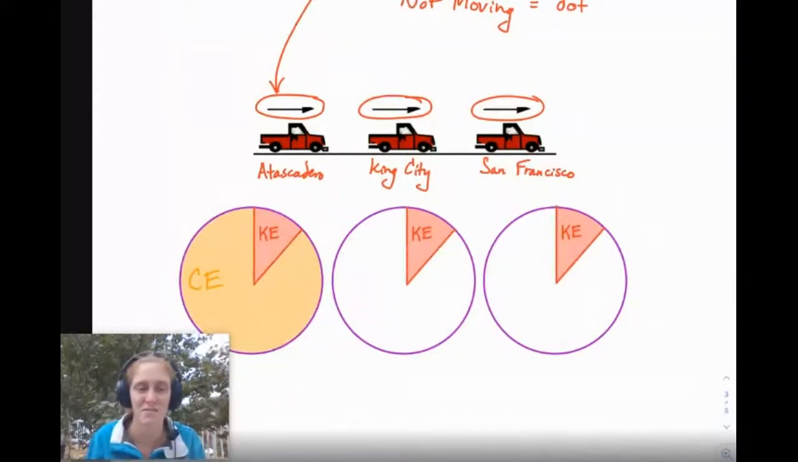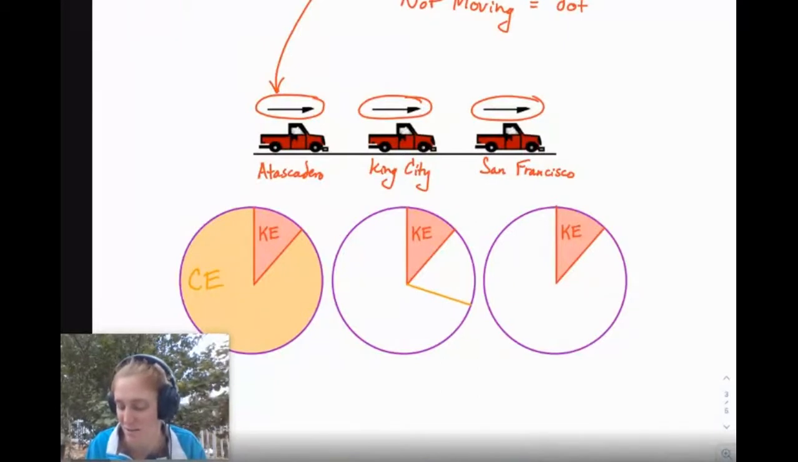All right, so now I have the rest filled in for chemical potential energy. But as you may know, by the time I get to King City, I'm not going to have as much chemical potential energy left anymore. I may only have this much chemical potential energy. And by the time I get to San Francisco, I'm going to have even less than that.